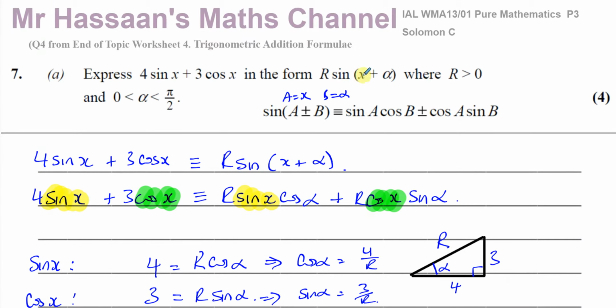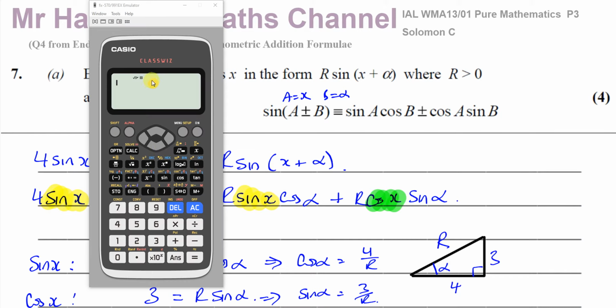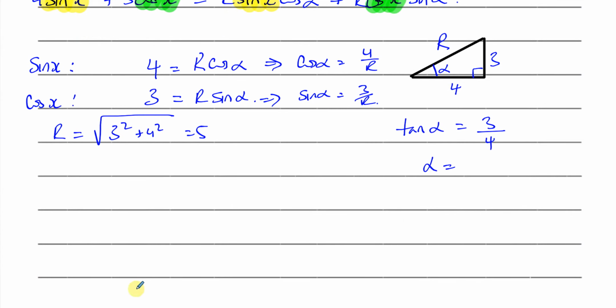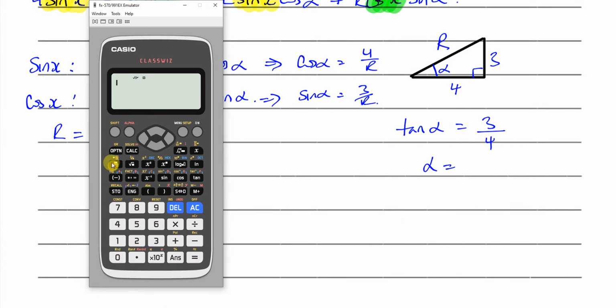Now, they want the answer here in radians. So you have to make sure that your calculator is in radian mode. Now, my calculator here is in degree mode, so I have to change it to radian mode first. So angle unit 2 is radians. Now it's in radian mode, and we can proceed. So let's do inverse tan of 3/4.